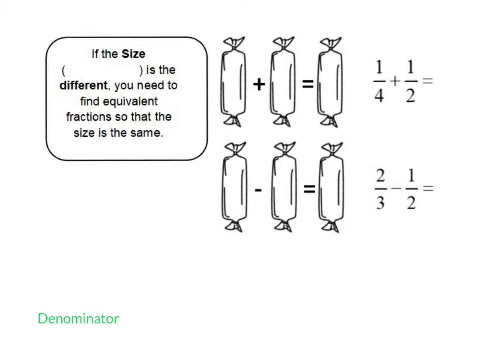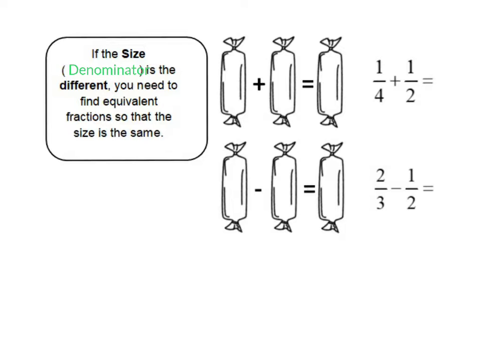Unfortunately, we don't always get fractions that are given in the same sizes. So if the size is different, if the denominator is different, then we need to find equivalent fractions so that the size is the same, because it's really hard to add things that are different sizes. So here, I have 1/4 plus 1/2.